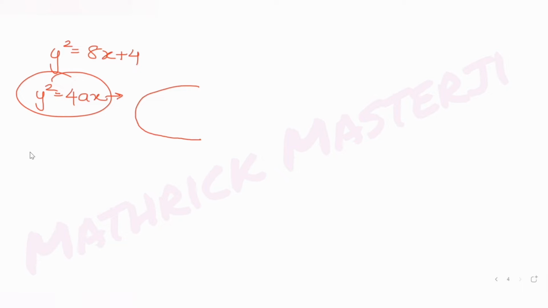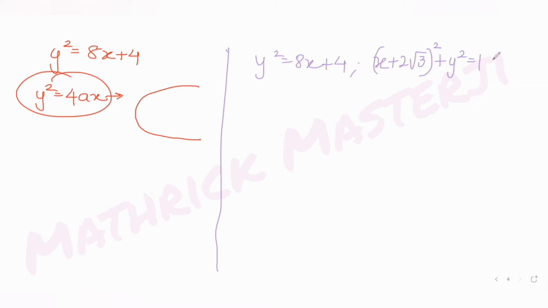So to find the intersection points, I will solve both of these equations simultaneously. So I know y square is given to me as 8x plus 4. And the other equation is for the circle which we just solved, that gave us x plus 2 root 3 the whole square plus y square equals 16. So I got both of these equations with me now. Now I try to simplify. So x plus 2 root 3 the whole square, instead of y square, if I just write 8x plus 4, is equal to 16.